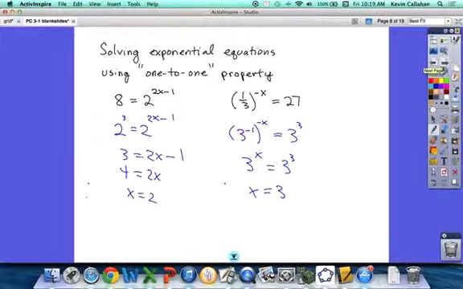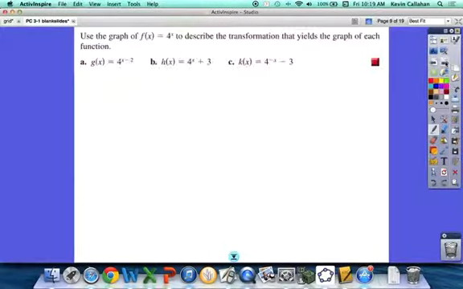Okay, so that kind of got stuck right in there. I'm not even sure why it was stuck exactly where it was, but now we'll go back to describe the transformations. You will have some problems which are solved with the 1-to-1 property, and then there'll be some which just say describe. It does not even say the graph. It just says describe the transformation.